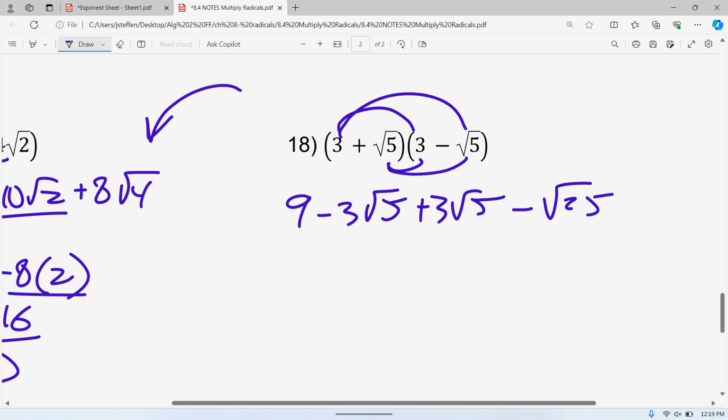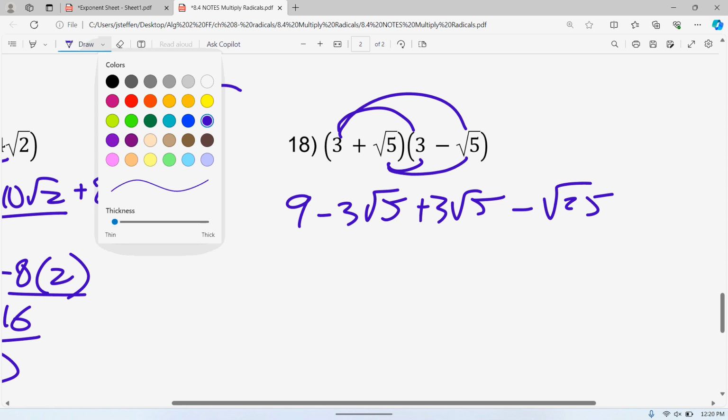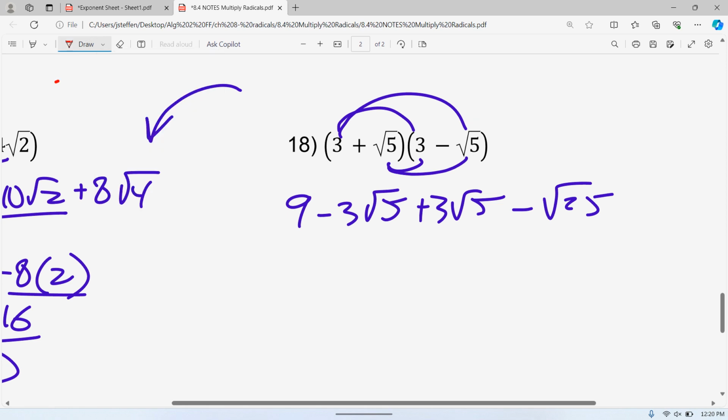Now, some of you guys maybe remember this, and we'll talk more about this next lesson after our quiz. Those are conjugates. They're the exact same thing, plus and one's minus. But what that does, remember, these two things will cancel. We have a negative 3 root 5 and a positive 3 root 5. So when you put those together, it's 0 root 5. That cancels. The square root of 25 ends up being 5. So you end up with 9 minus 5. 9 minus 5 is just the answer to this one.